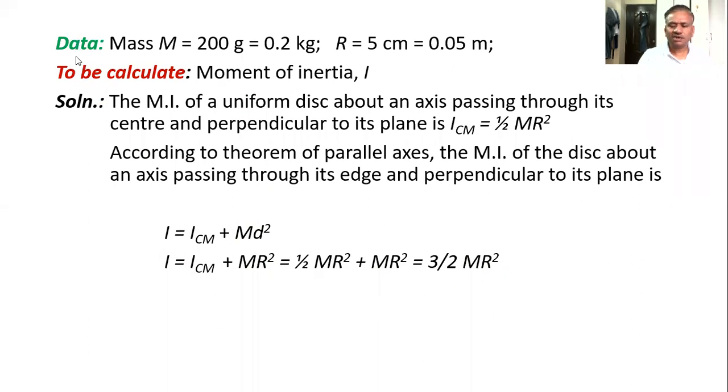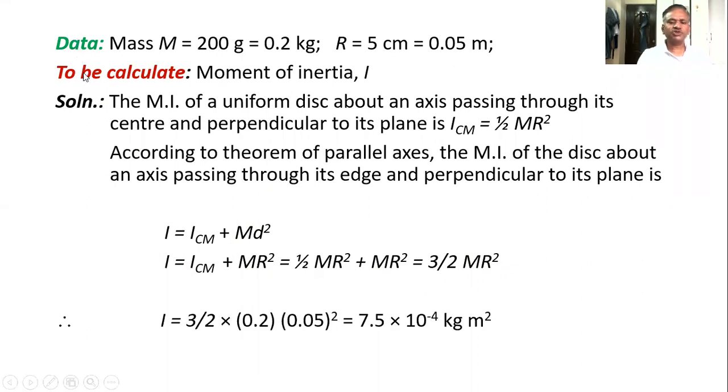Next. Then substitute the value of this here. I equal to 3 by 2. Mass, how much is it? 0.2 kg. And then radius is how much? 0.05. It turns out to be 7.5 into 10 to the power of minus 4 kg meter square. What is to be calculated here? Moment of inertia. The problem is very simple. And sometimes they may ask you to calculate the torque, but of course, it didn't ask for the torque and all that.